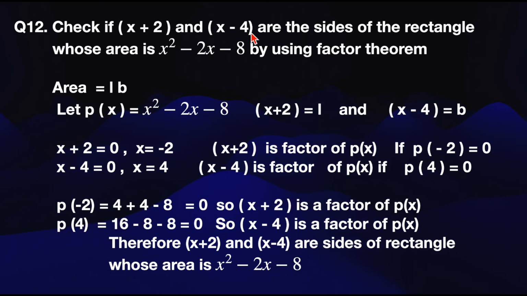Again put x minus 4 is equal to 0. The value of x is 4. So right now find out P4, take 4 and put it in this polynomial and write down whatever values you get. You find that it is equal to 0. So x minus 4 is a factor of px. Therefore, x plus 2 and x minus 4 are sides of a rectangle whose area is x squared minus 2x minus 8.